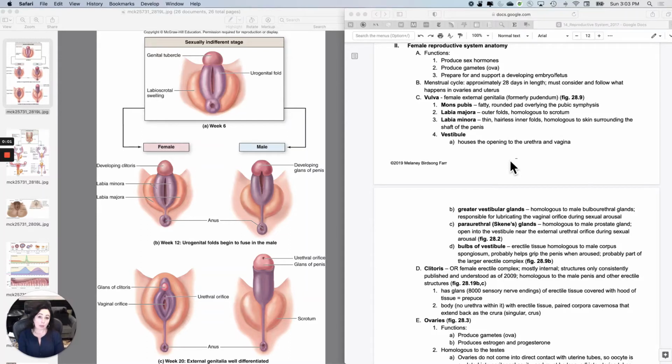Okay, so now we are going to get into the female reproductive system anatomy. And when I'm talking about this, I'm going to do a typical anatomic adult female. So we're finished with development and all of that, and we're going to assume just a typical anatomical adult female.